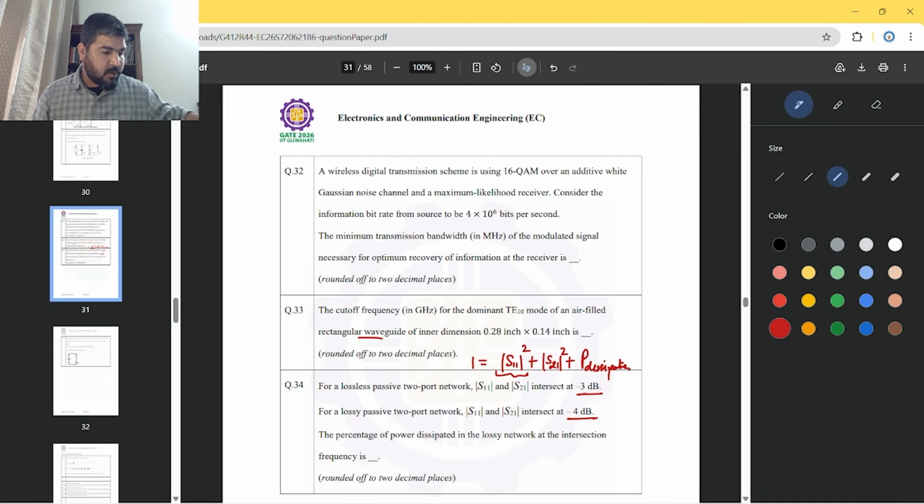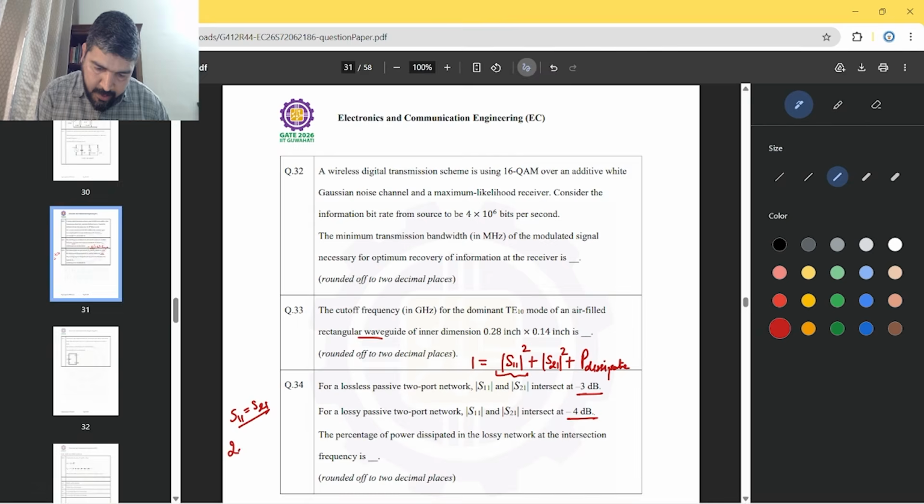Please remember this. S11 squared is the fraction of power reflected at port 1, S21 squared is the fraction of power at port 2, and this is the power dissipation. So it's a power conservation equation, you can say. Now, what are S11 and S21? S11 and S21 are equal, and how do we calculate this? It is given as minus 4 dB.